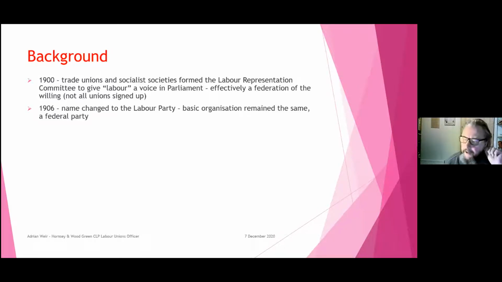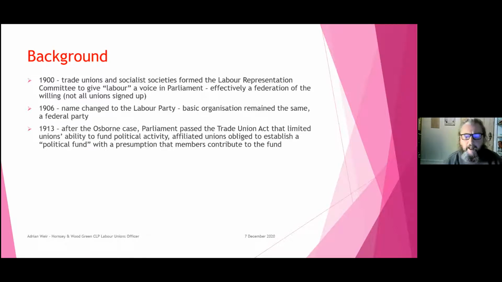2020. So even though in 1906 the name was changed to the Labour Party, the basic organisation of the party remained the same. It was a federal party involving the unions and what was still the socialist societies. You'll note, or you may not have noted, but I'll draw your attention to it a little bit later. There was no actual members of the party. You were a member of a union, or you were a member of a Social Democratic Federation or whatever. You weren't a member of the Labour Party.